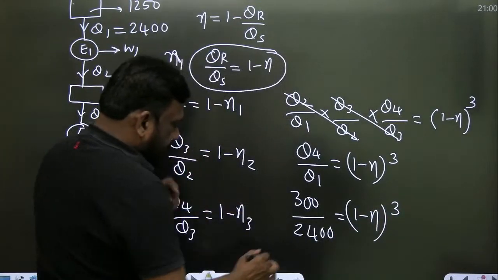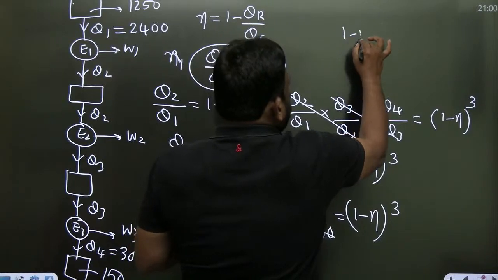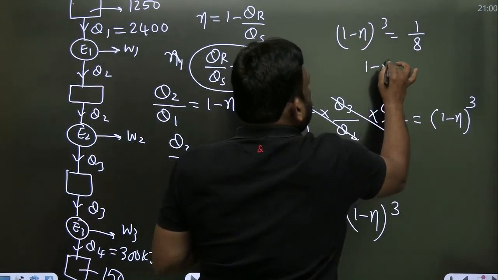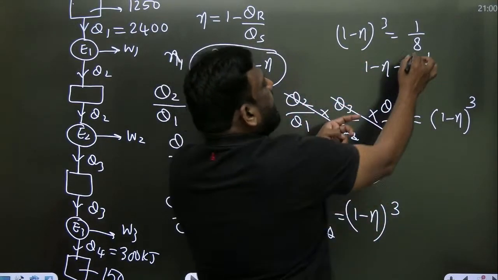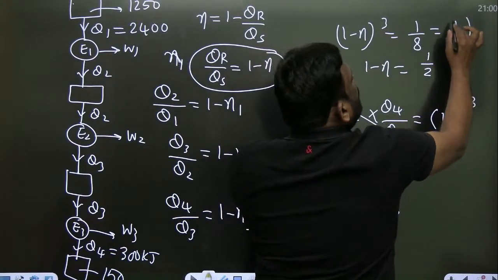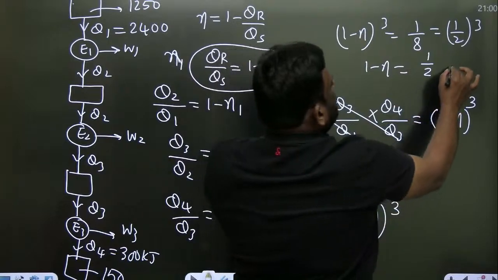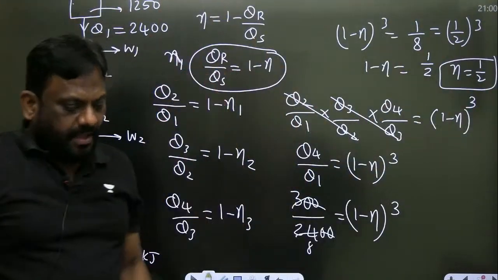So what will we write for this? 1 by 8. So (1 minus efficiency) whole cube is equal to 1 by 8. So 1 minus efficiency is equal to 1 by 2. Look, can I write 8 as (1 by 2) whole cube? Yes sir. So take the cube root. 1 minus efficiency is half. So efficiency is equal to half. So I got the efficiency.